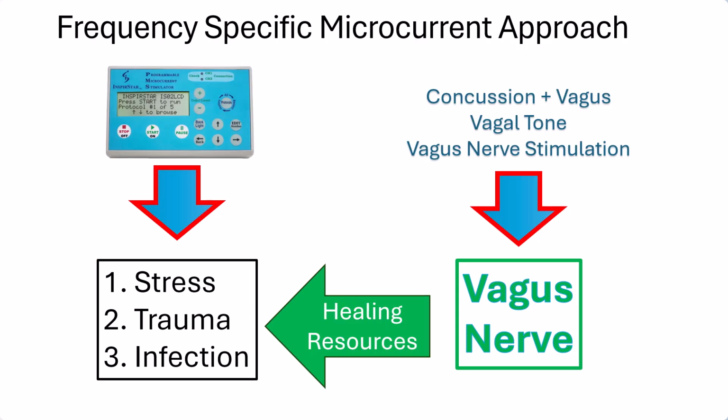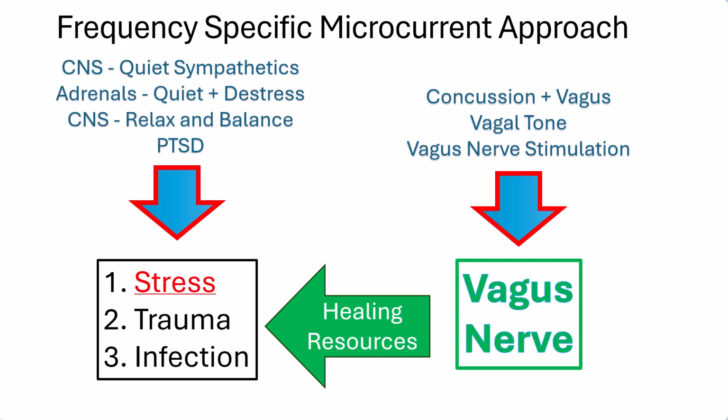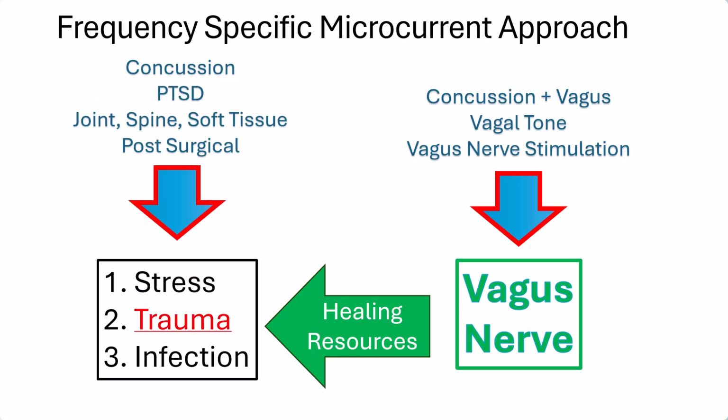Once you've spent time, a week or a month, depending, stimulating vagal nerve function, then you can add FSM treatments for the stress, trauma, or infection. To treat stress, you would use protocols like quiet sympathetics, adrenals quiet, relax and balance, or the PTSD protocol.